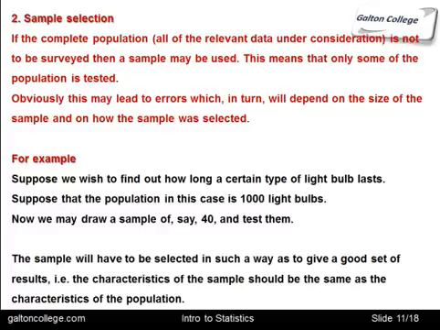The sample size would have to be sufficient to give a good set of results. The way we selected the sample would have to be done properly as well. But as I said, we'll talk about this more fully in different videos. For the moment, just bear it in mind.